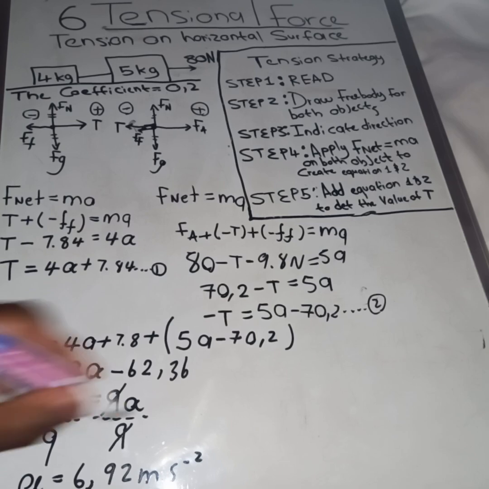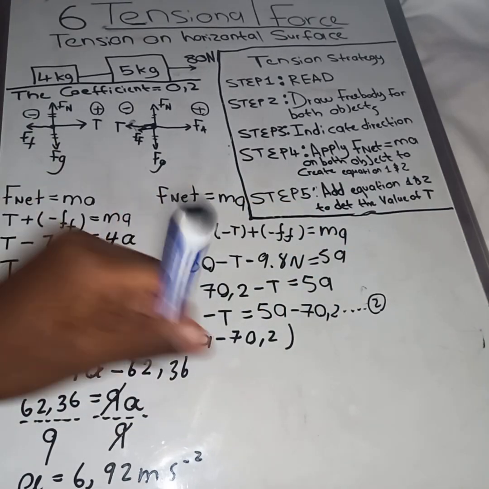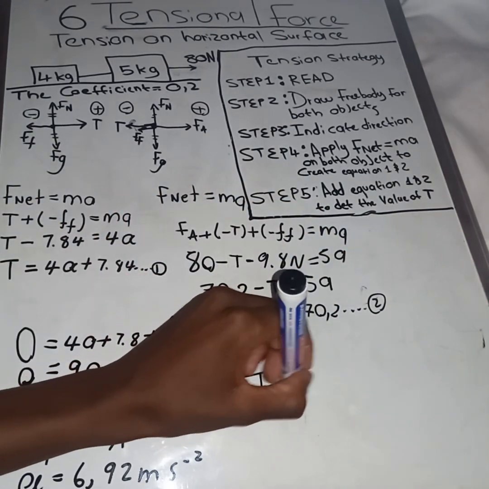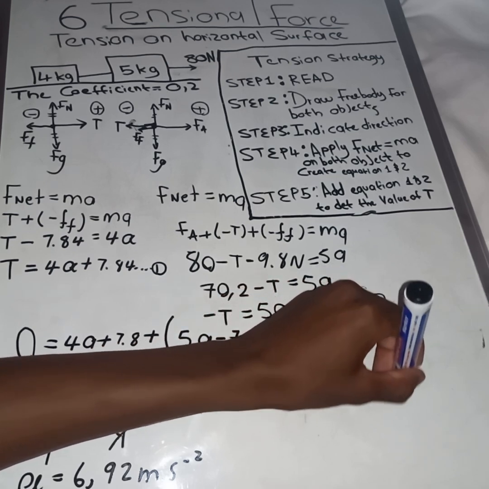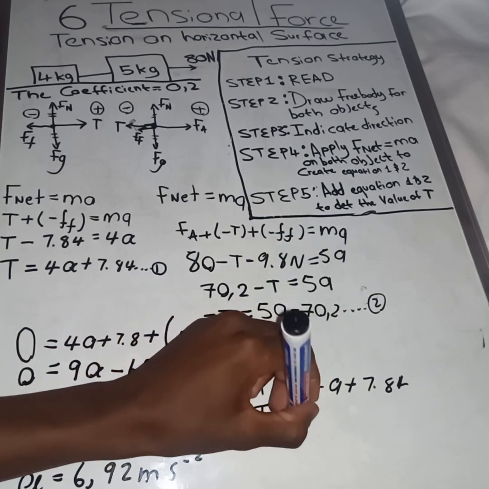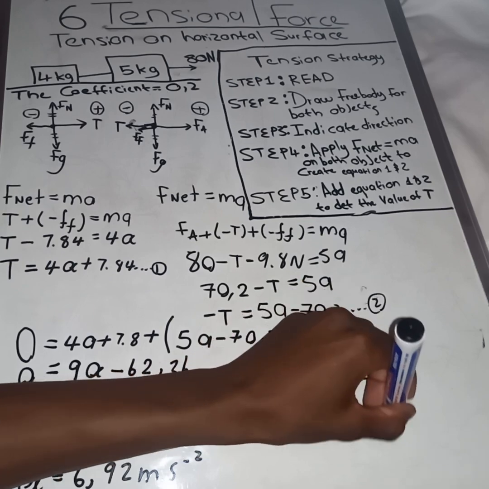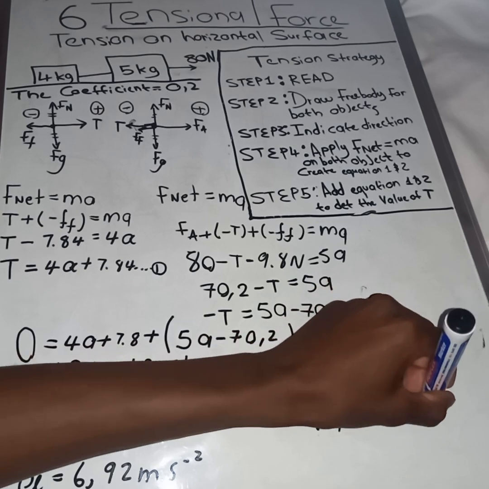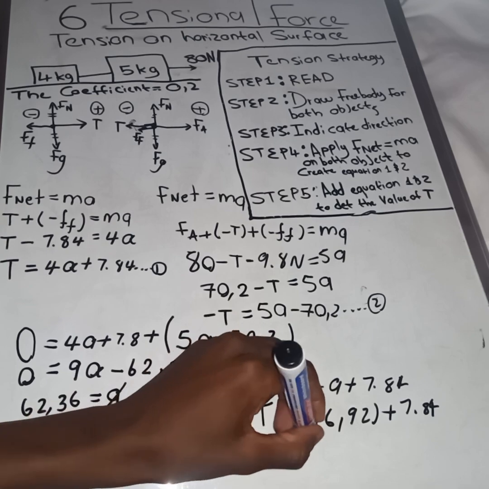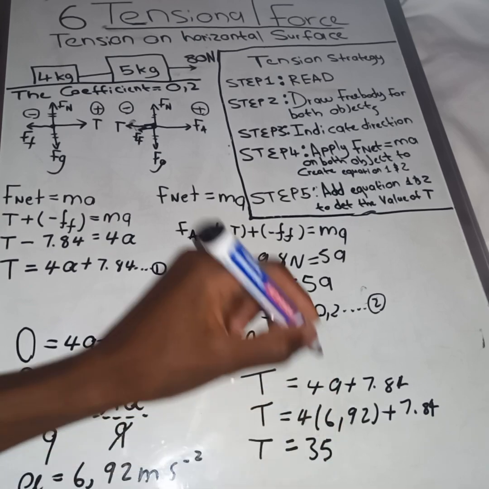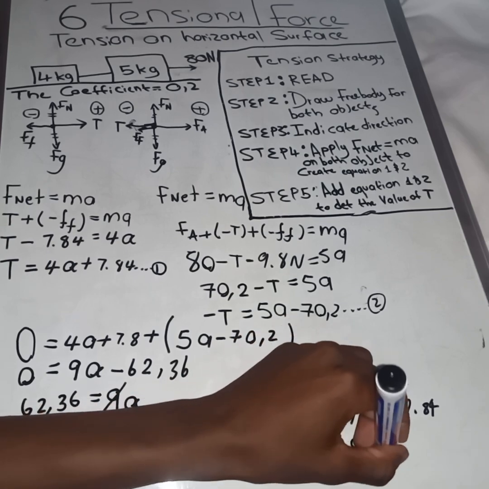We have to determine the value of what? Tension. So it's either you choose equation 1 or equation 2. So let's choose equation 1. So tension equals 4a, acceleration is 6.92, plus 7.84, which is 35.92 Newton.